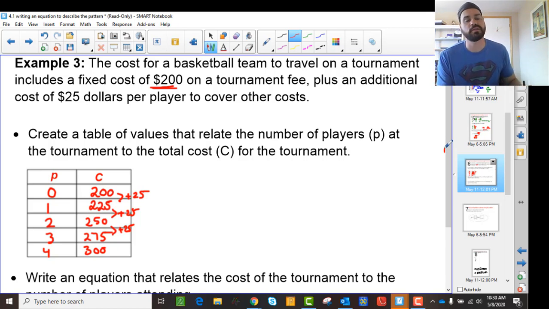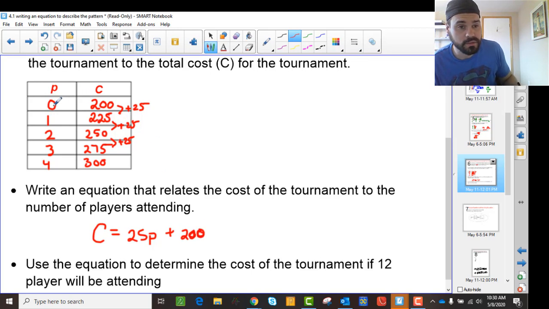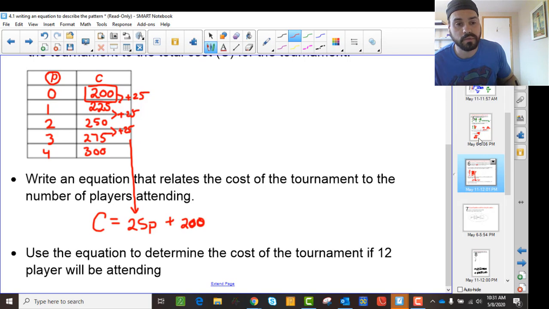And generally basketball teams are usually made up of 12 people. So if we want to look at putting together an equation, we're going to say the cost is $25 per player. Okay, so $25 times the number of players that are coming plus that $200 fixed fee. And if you look up here, if P is 0, that's how I know that I need that plus 200. And then it's adding 25 every time. So the 25, whatever you're adding, goes in front of this letter, and then you add that ending just to fix the start point.